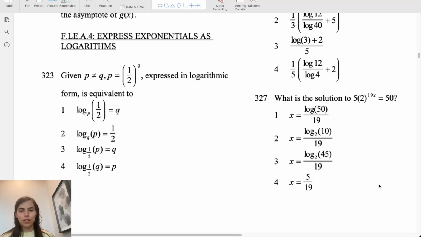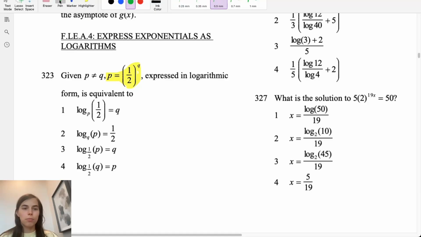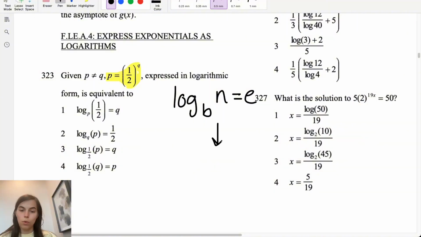Anyway, so let's get into this here. Before we do some solving of exponential equations, first we have this problem here, expressing exponentials as logarithms. If we have this right here, p equals 1/2 to the power of q, and we want to express it as a logarithm, we have to remember: log base of some number equals the exponent, which is the same as the base to the power of exponent equaling the number.